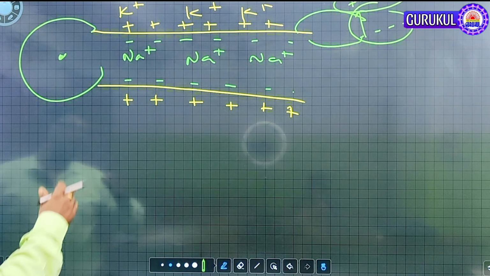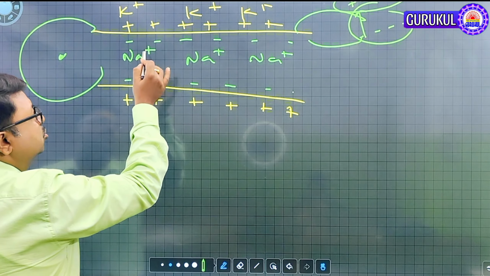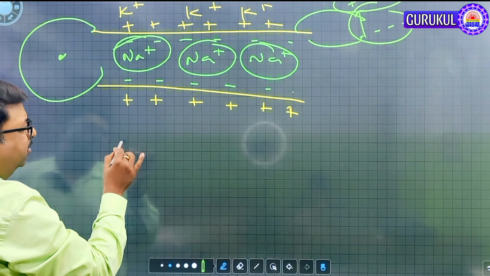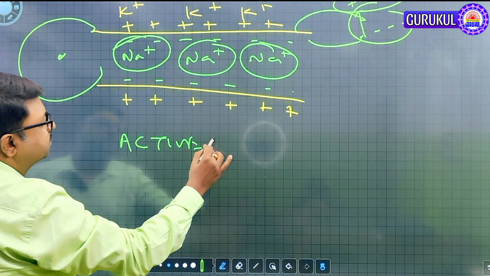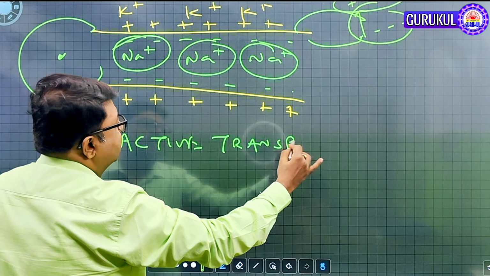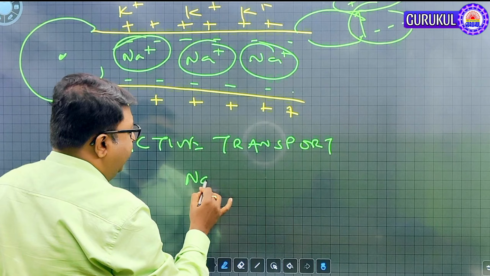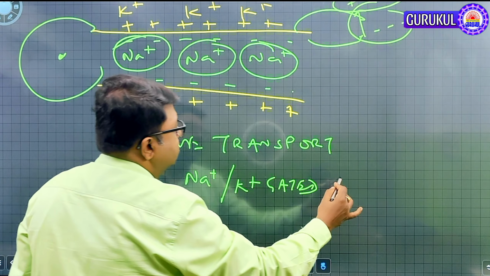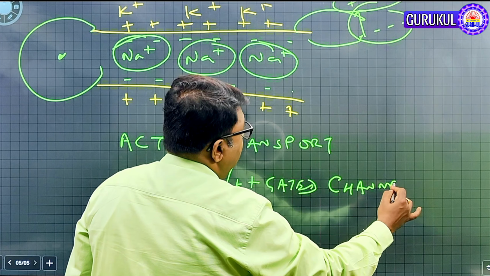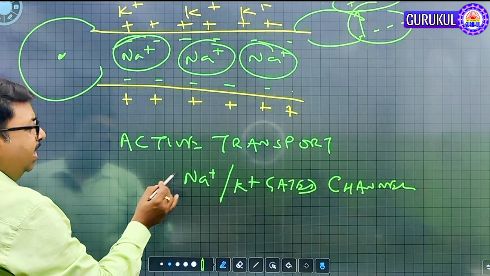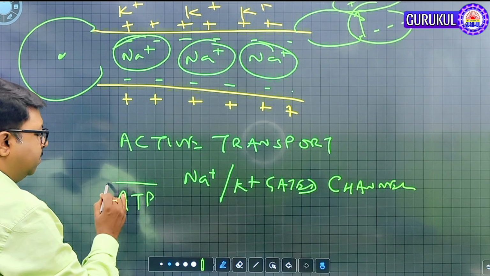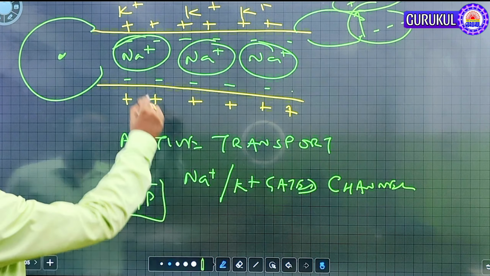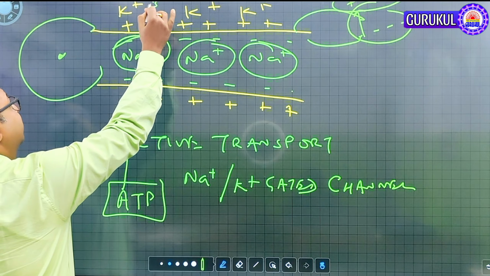सो इसको क्या करना है? रिस्पॉन्ड करने के लिए क्या करना है? सोडियम आयन जो अंदर अभी घुस गया, इसको निकालना है बाहर. फॉर दैट व्हाट इज नीडेड? एक्टिव ट्रांसपोर्ट हैज टू ऑकर. और वहां पे है सोडियम एंड पोटेशियम गेटेड चैनल. और ये गेटेड चैनल में क्या होगा? एटीपी यूज करके एक्टिव ट्रांसपोर्ट, मतलब ए फॉर एक्टिव, ए फॉर एटीपी. एटीपी यूज करके 3 सोडियम को धक्का मार के बाहर निकाला जाएगा.